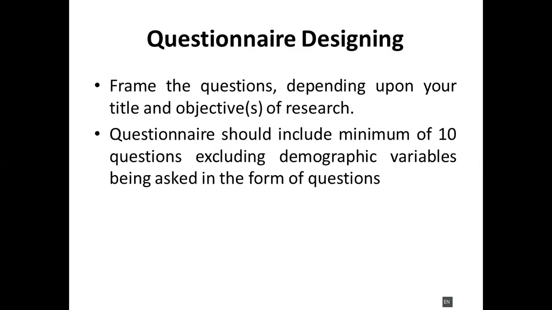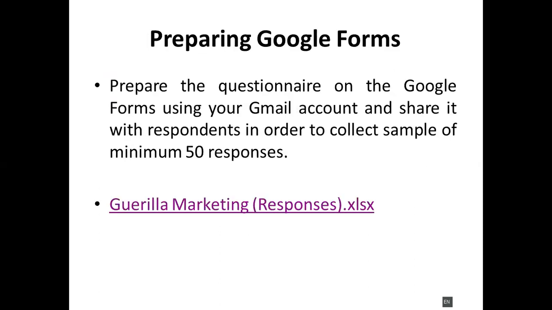After defining objectives, you need to prepare questionnaire. So you need to frame questions depending upon your title and objectives of your own research. Questionnaire should include minimum of 10 questions, including demographic variables like age, gender, occupation, income that you ask in the form of questions. Once questionnaire is framed or drafted, you need to prepare the same questionnaire on the Google form using your Gmail account. And you can share it with the respondent in order to collect sample of minimum responses.